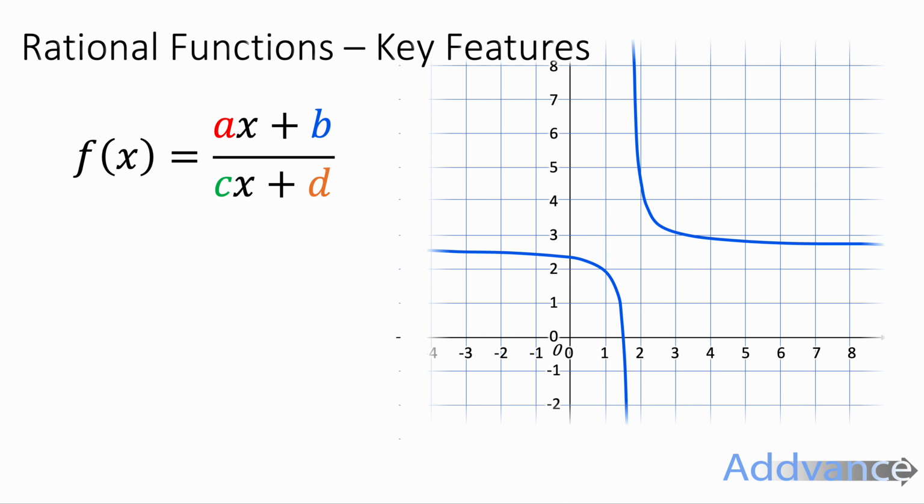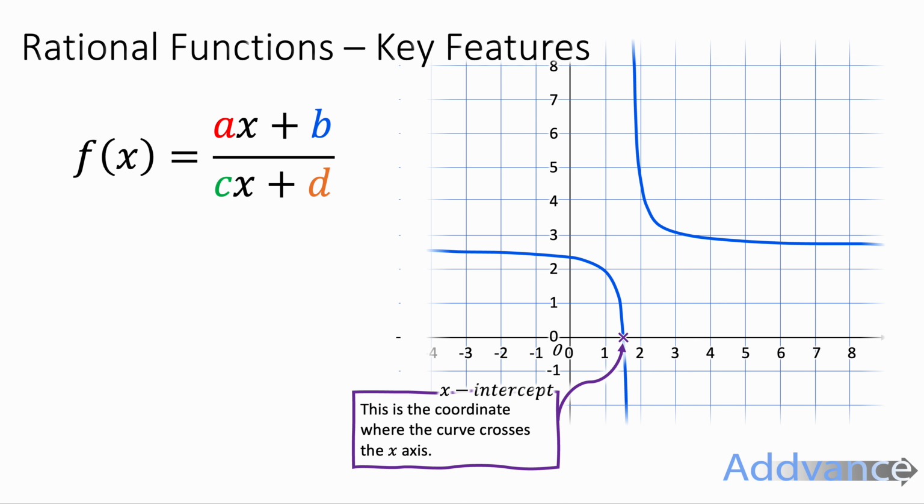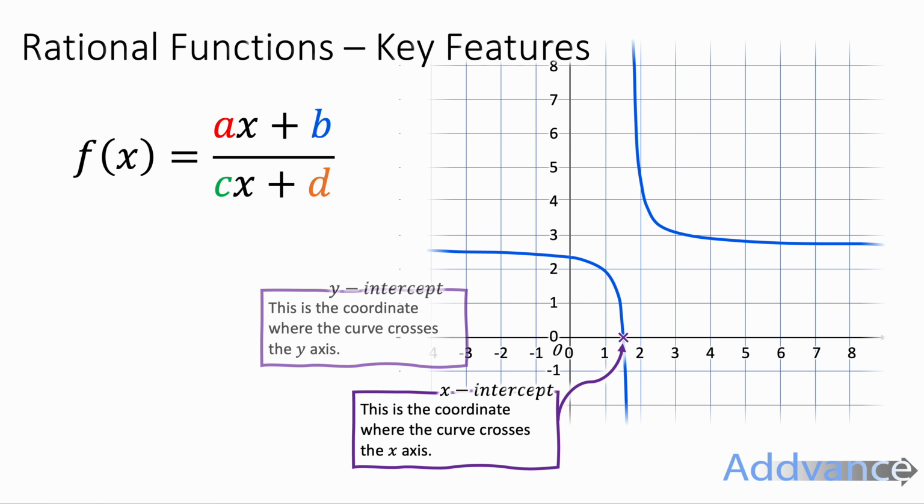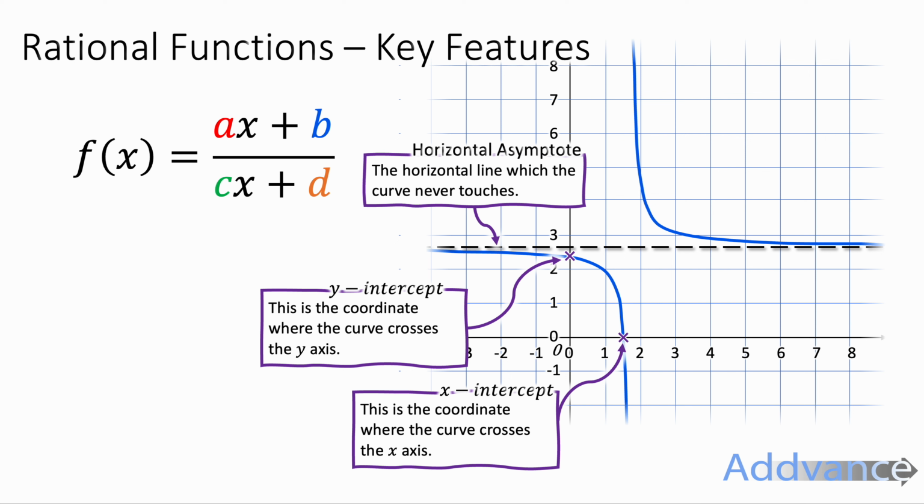When we talk about rational functions, there are some key features that help us sketch them. The first thing is the x-intercept. This is the point where the curve crosses the x-axis. There's also the y-intercept. This is the exact point where the curve crosses the y-axis. You could also have the horizontal asymptote. I don't want to go into too much detail about exactly what the asymptote is, but basically it's just a straight line that the curve never touches.